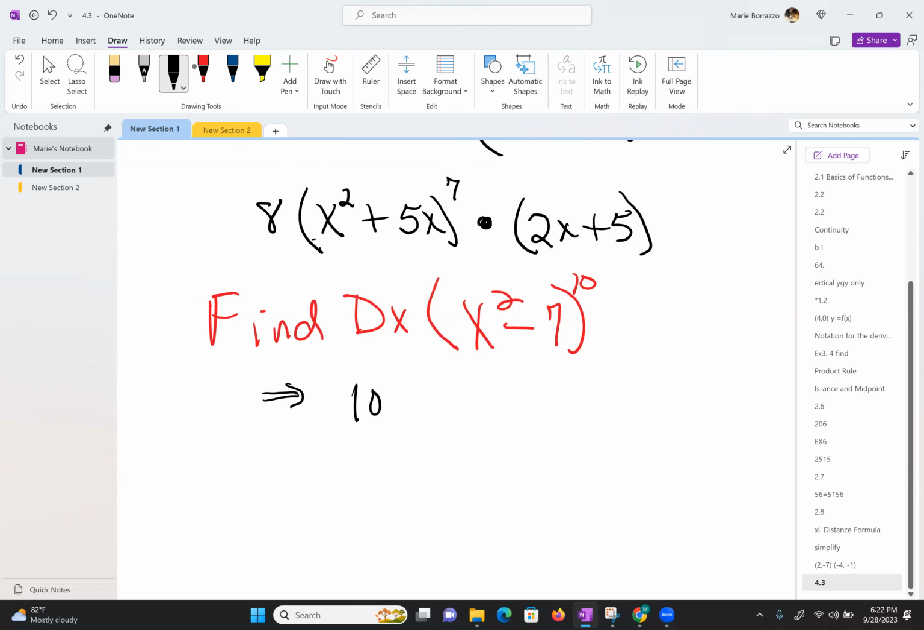Are you getting 10 parentheses x squared minus 7 to the 9th times 2x? Yes. If that's what you got, you're good. Golden.